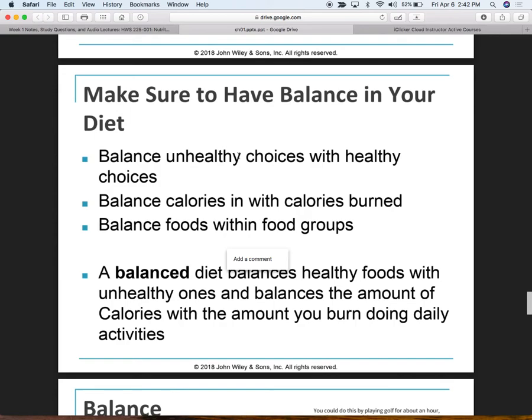So what we're talking about when we talk about balance, it's like there's no subtlety in this. Balance unhealthy choices with healthy choices. Like, what does that even mean? What does that look like on paper, right? Or what does that look like in action? I guess we know what it looks like on paper.